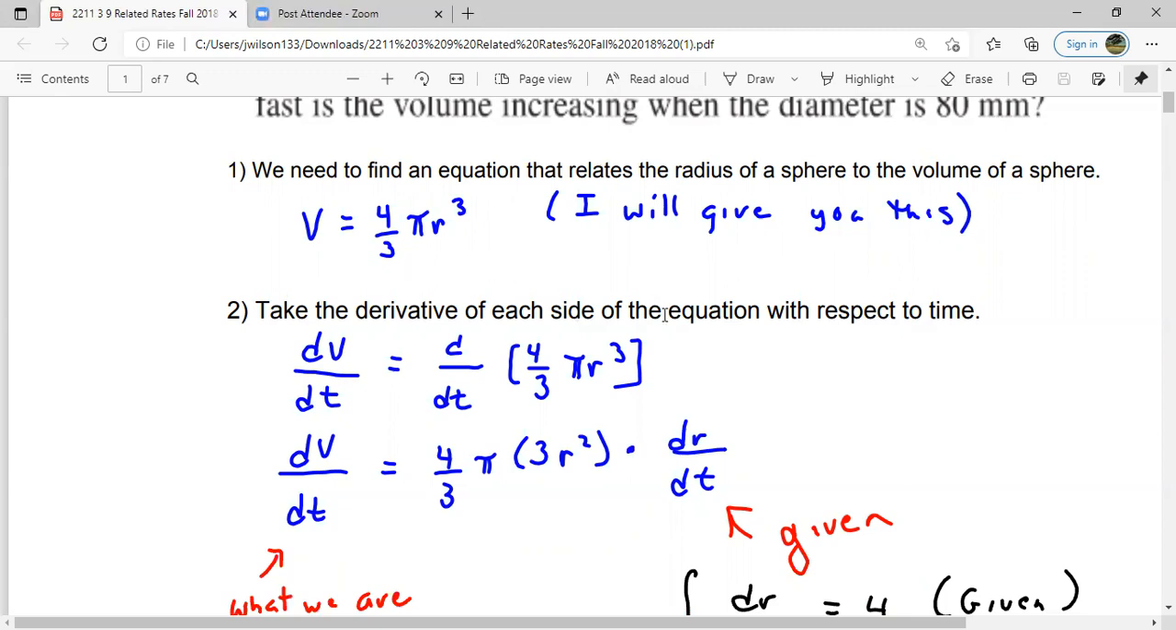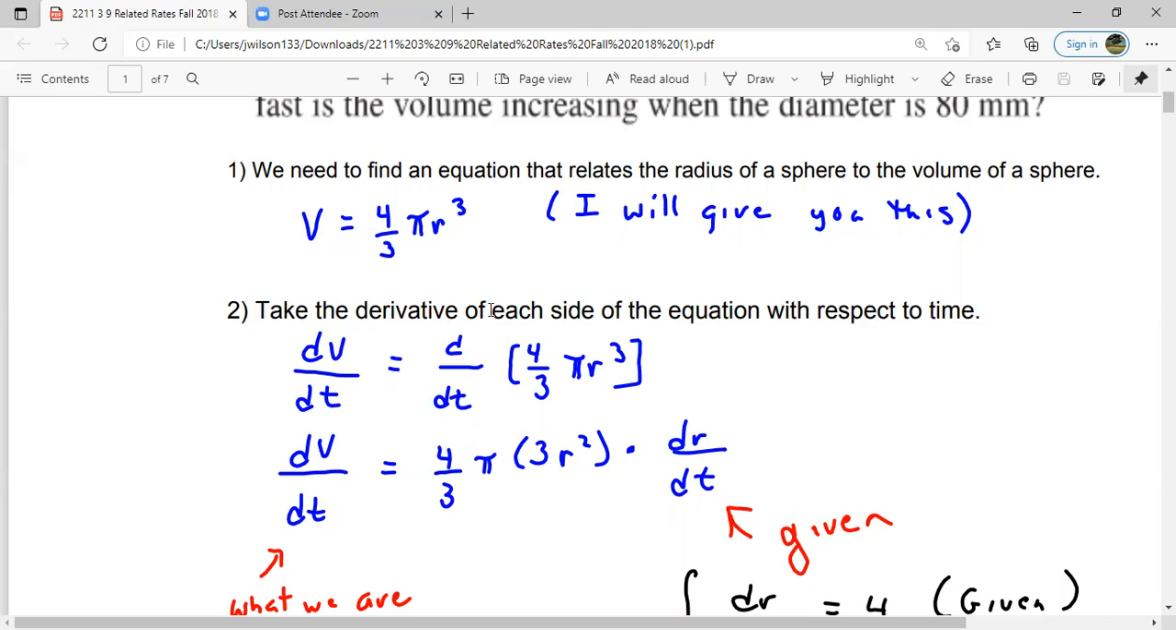So we're taking the derivative of each side of the equation with respect to time. On this side, it's just going to be dV/dt, since that's just V. It's like if it were x and we took the derivative of x, it would just be 1. Or if it was y and we took the derivative of y, it would be y prime. So this is like a V prime. You could even call that V prime if you wanted to.